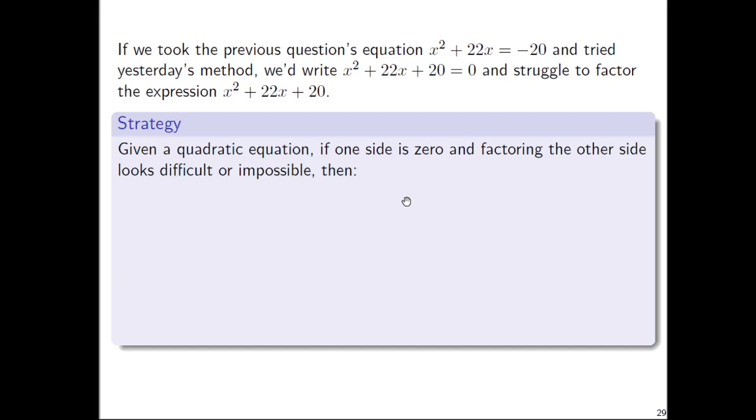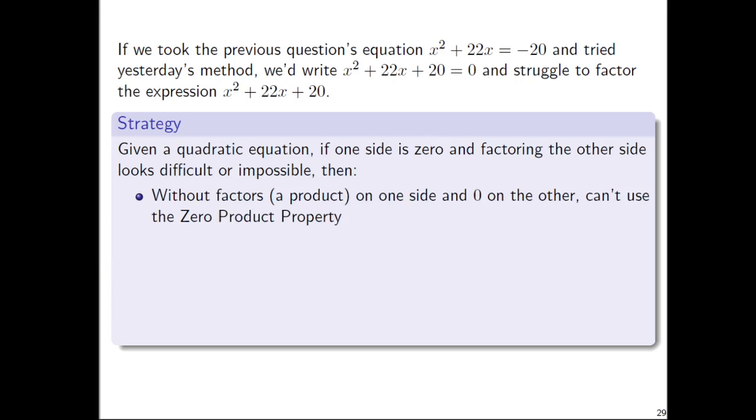So let's say this, there's a comparison of strategies that now fits into one bigger strategy. Given a quadratic equation, if one side is 0 and factoring the other side is easy to do or you notice it, then use the zero product property. But if one side is 0 and factoring the other side looks difficult or impossible, like the example we were just looking at, then, here's the thing. If you don't have factors, in other words, you don't have a product on one side and a 0 on the other, you just can't use the zero product property. So when that doesn't work out, instead complete the square.